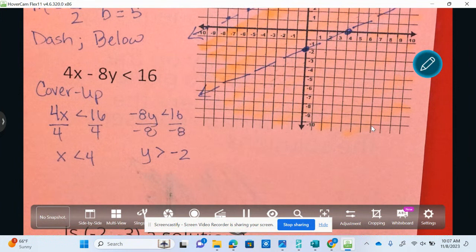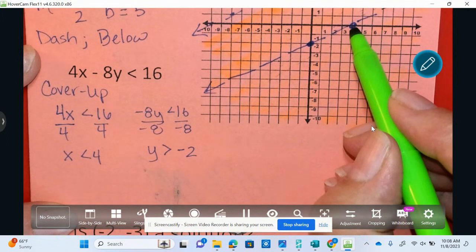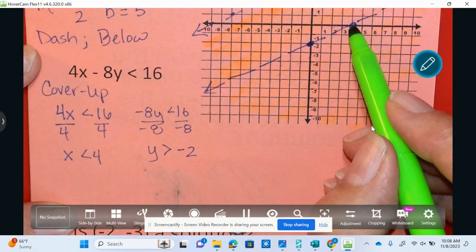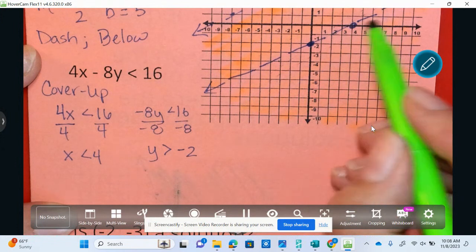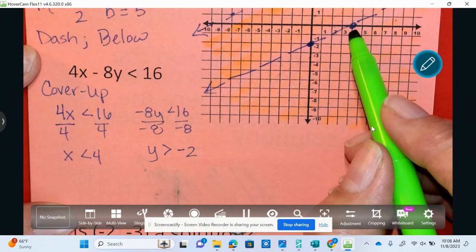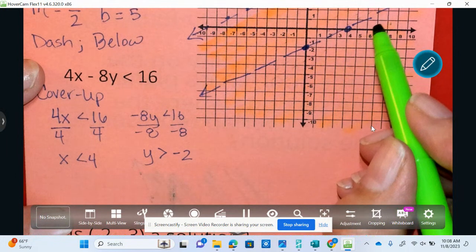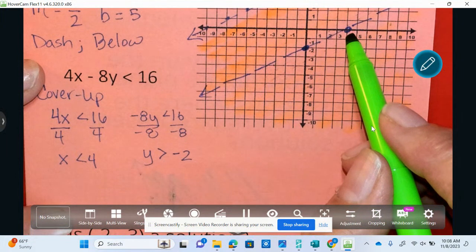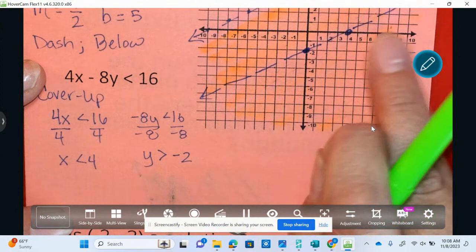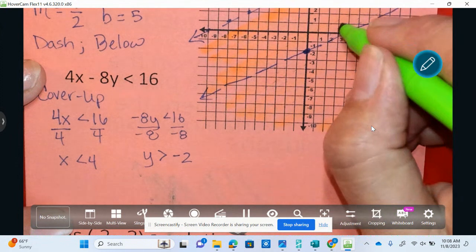How do I know where to shade? That's the question, right? So let's go back to the x one. I need to shade all of the x values that are less than 4. If I look at my x-axis, which side is that? Is it going to be on the right side of the line or the left side? Jordan, look up at the screen. Is this number right here less than 4 on the x-axis? Yeah, I'm going to shade on the left.